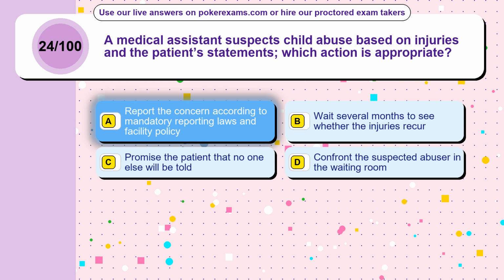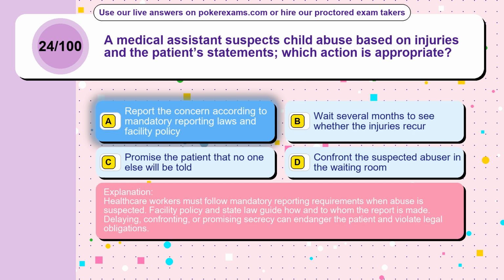The correct answer is option A. Report the concern according to mandatory reporting laws and facility policy. Healthcare workers must follow mandatory reporting requirements when abuse is suspected. Facility policy and state law guide how and to whom the report is made. Delaying, confronting, or promising secrecy can endanger the patient and violate legal obligations.